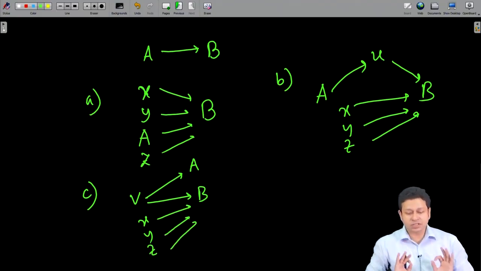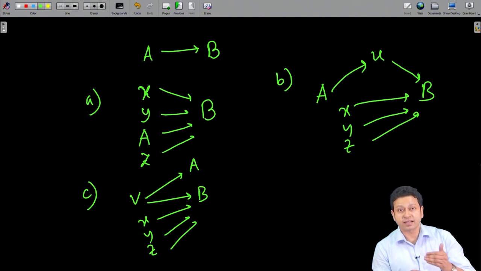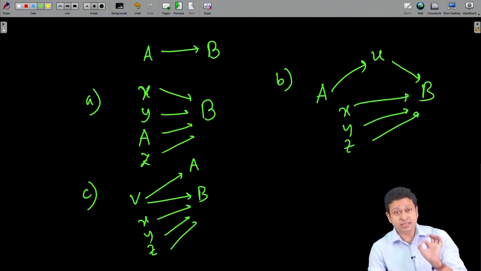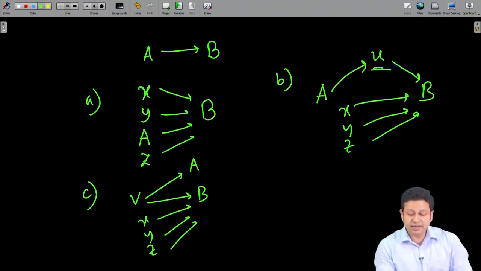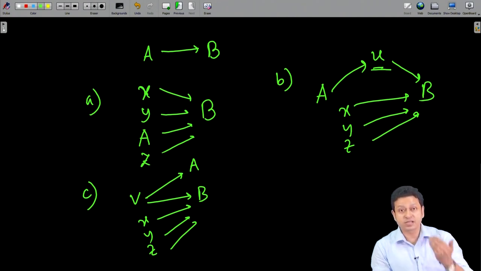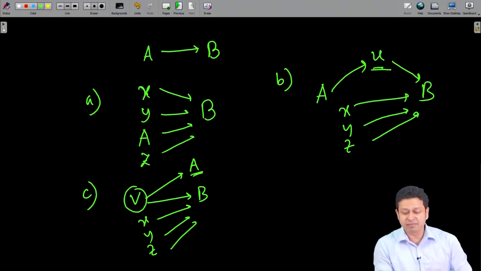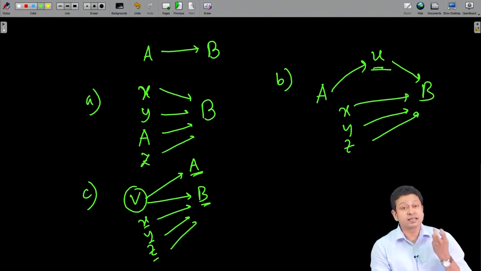Now pause for a moment and look at the structures that I have just drawn. In the first case, there are many factors which are causing B, including the factor A. In the second case, A is responsible for B, but not directly, via U. So A is causing U, and U is causing B. In the third case, there is a factor called V, and V is causing A, whereas V is also causing B. Because of the presence of V, both A and B are created. And there are other factors like X, Y, Z which can also cause B. So it is very important for us to understand the role of A in causing B.